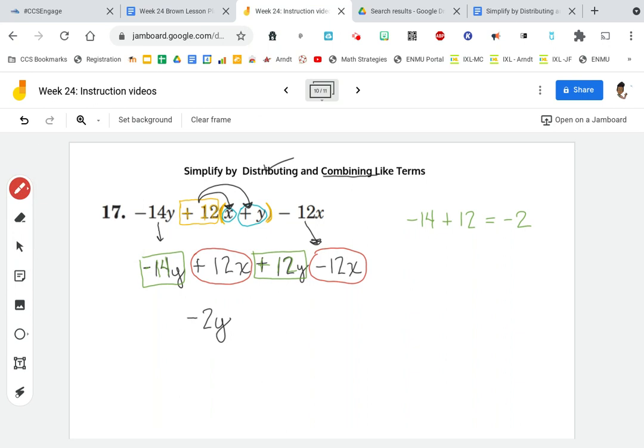And then I have to look at the x's. Well, here I have a positive 12 for my coefficient, and I'm adding that to, here I have a negative 12.